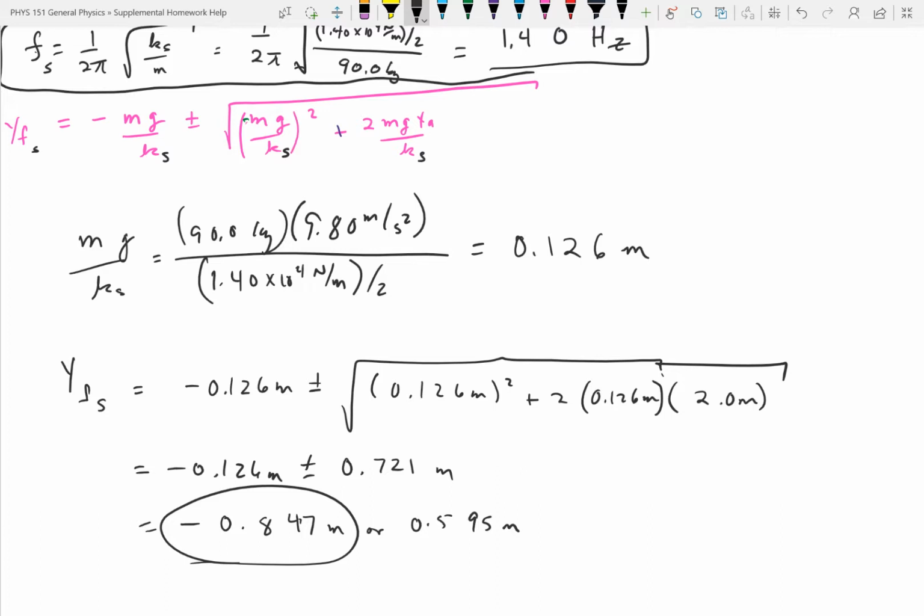And so that means my y is going to be negative because I set this as 0 with up as positive. So it's got to go down here, which means you have to have a negative value. And so that's how we do it.